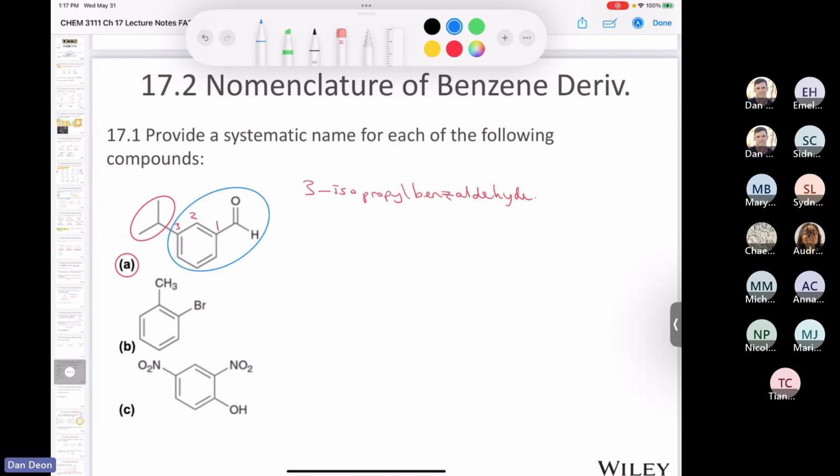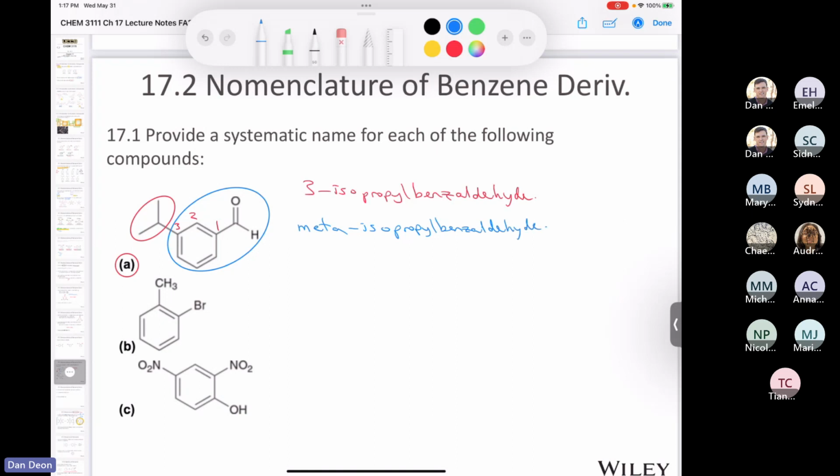Or could anybody tell me what the other name is that we could use, since this is a di-substituted benzene? Or just give me the prefix, I guess. Yeah, perfect. Thanks, Tiana. It would be meta, right? Meta, or if Tiana just wrote M in the chat, there's nothing wrong with that. I'll just write meta here: meta-isopropylbenzaldehyde. Beautiful. There we go.